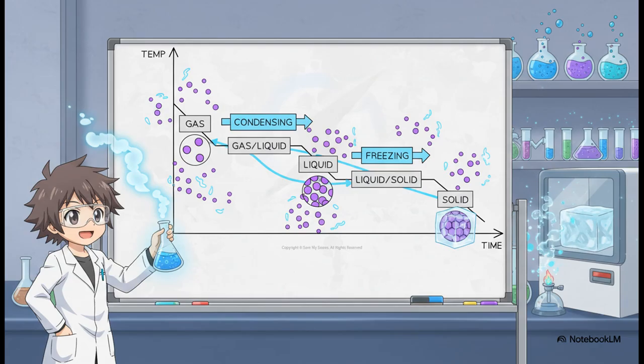So cool. And just to show you the whole picture, the process works exactly the same in reverse. This is a cooling curve. It's a perfect mirror image. As a gas cools down and turns back into a liquid, or a liquid freezes into a solid, it releases all that stored energy, creating the exact same flat spots at the exact same temperatures.